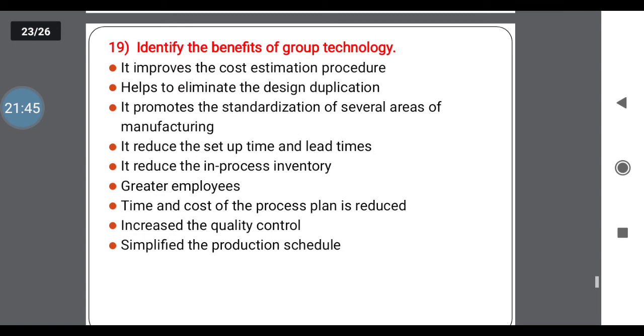Next one, identify the benefits of group technology, or what are the benefits of group technology. See, first one, it improves the cost estimation procedure. It also helps reduce the design duplication process. It promotes the standardization of several parts. It reduces the setup time. It reduces the process inventory, reduces employee time and cost of process, increases quality of the product, simplifies the production schedule. These are some important benefits of group technology.